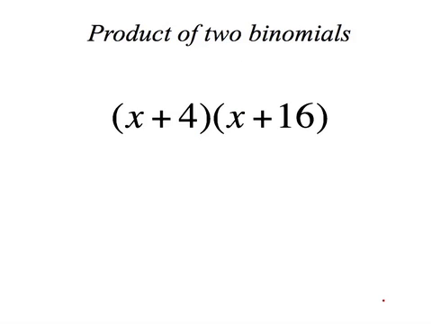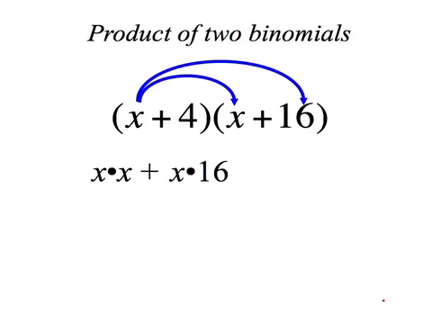Well, now we're going to find the product of a pair of binomials. The first binomial is x plus 4, and the second one is x plus 16. But we still apply the distributive property. We start with the first term of the first binomial and multiply it times the first term of the second binomial. In this case, x times x. And then that same first term times the second term of the second binomial, x times 16.